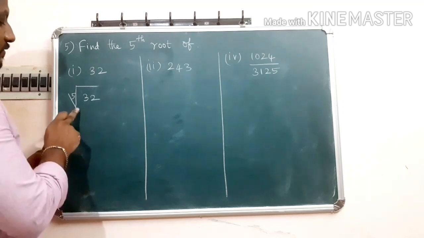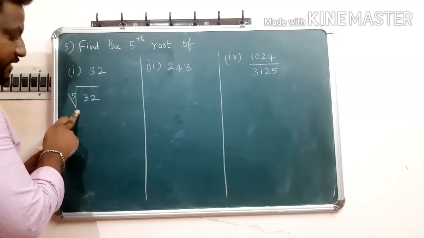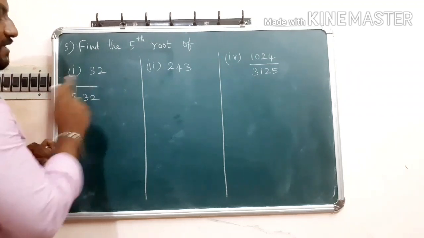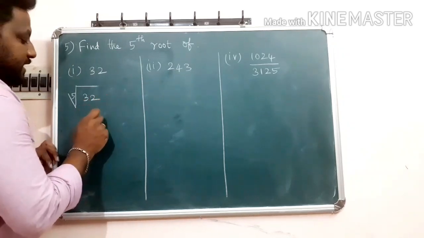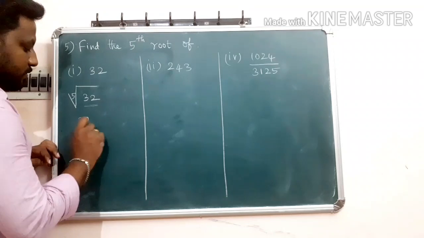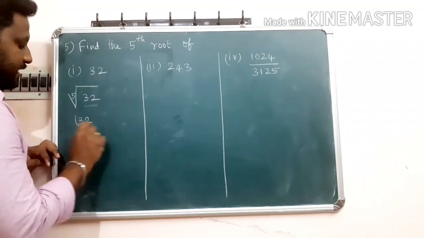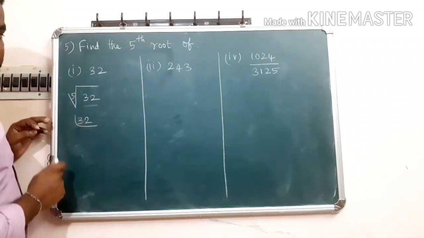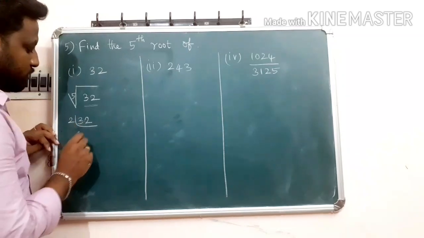If you take the fifth root of 32, what is the value? So the given number is 32. So you have to divide using the L division method. So 32 is an even number, so you can divide by 2.